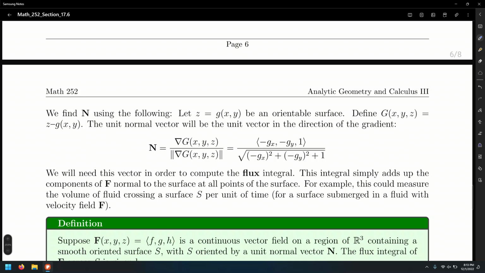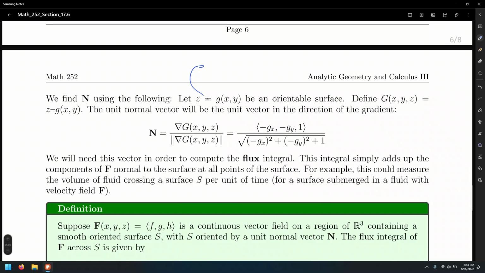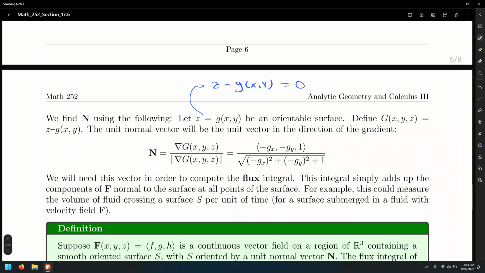I'm going to turn it into a three variable function. And that function, essentially, is going to be z minus g of x, y, set equal to 0. You might remember back when we covered partial derivatives, we created some big G of x, y, z and set it equal to 0, so these two quantities are equal to each other. Essentially, we create this new function, all right?